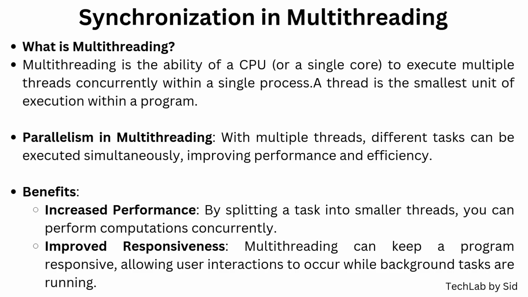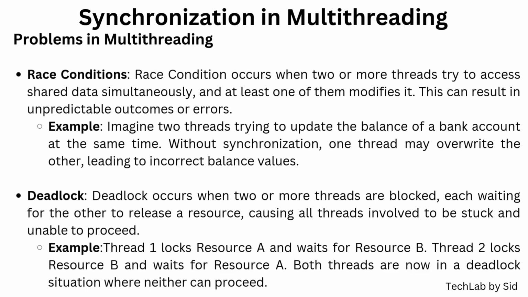Parallelism in multithreading. With multiple threads, different tasks can be executed simultaneously, leading to improved performance and efficiency by fully utilizing system resources. Benefits. Multithreading enhances performance by breaking tasks into smaller threads that can be processed concurrently. It also improves responsiveness, ensuring that a program remains interactive, as user inputs can be processed while background tasks continue running.